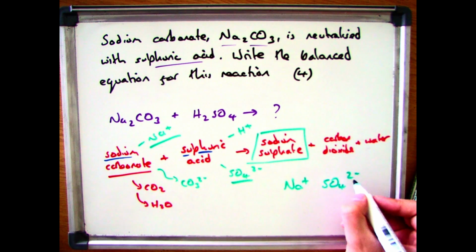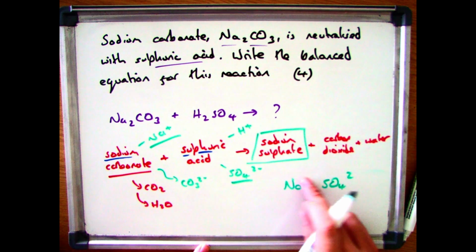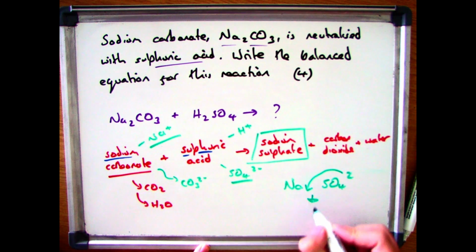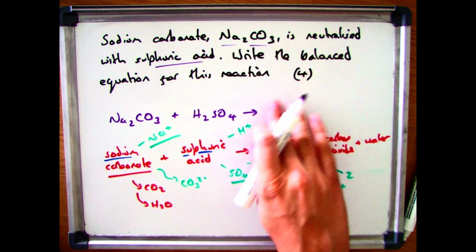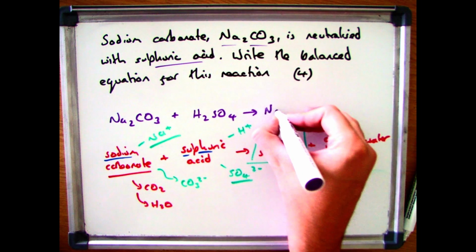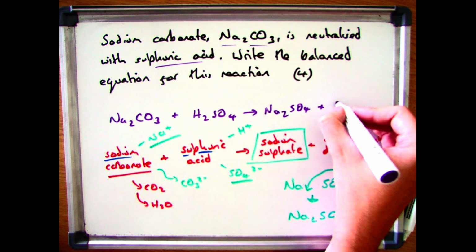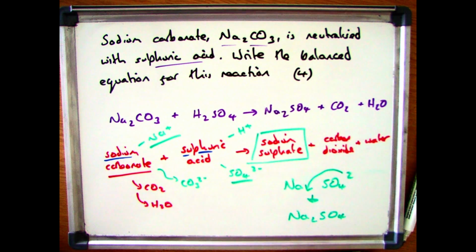The next job is, as I've said, rub out the charge on both sides and then take the number and swap them around, put them down below. So that gives me Na2SO4. So that can go in here up at the top, Na2SO4. All that's left is to put in the actual byproducts. We know carbon dioxide is CO2 and we know water is H2O.